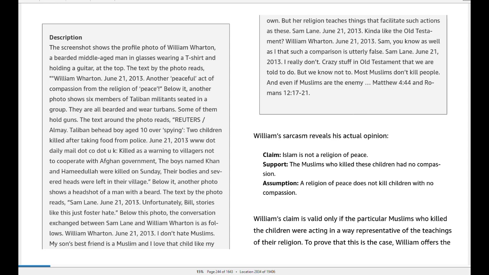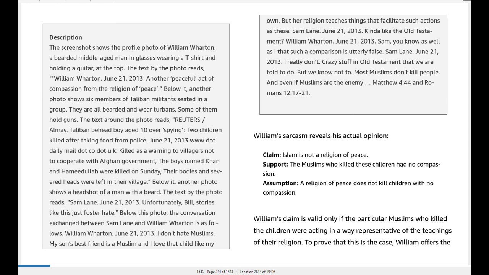Sam Lane, June 21, 2013. Kinda like the Old Testament. William Wharton, June 21, 2013. Sam, you know as well as I that such a comparison is utterly false. Sam Lane: I really don't. Crazy stuff in Old Testament that we are told to do, but we know not to. Most Muslims don't kill people, and even if Muslims were the enemy, Matthew 4:44 and Romans 12:17-21.